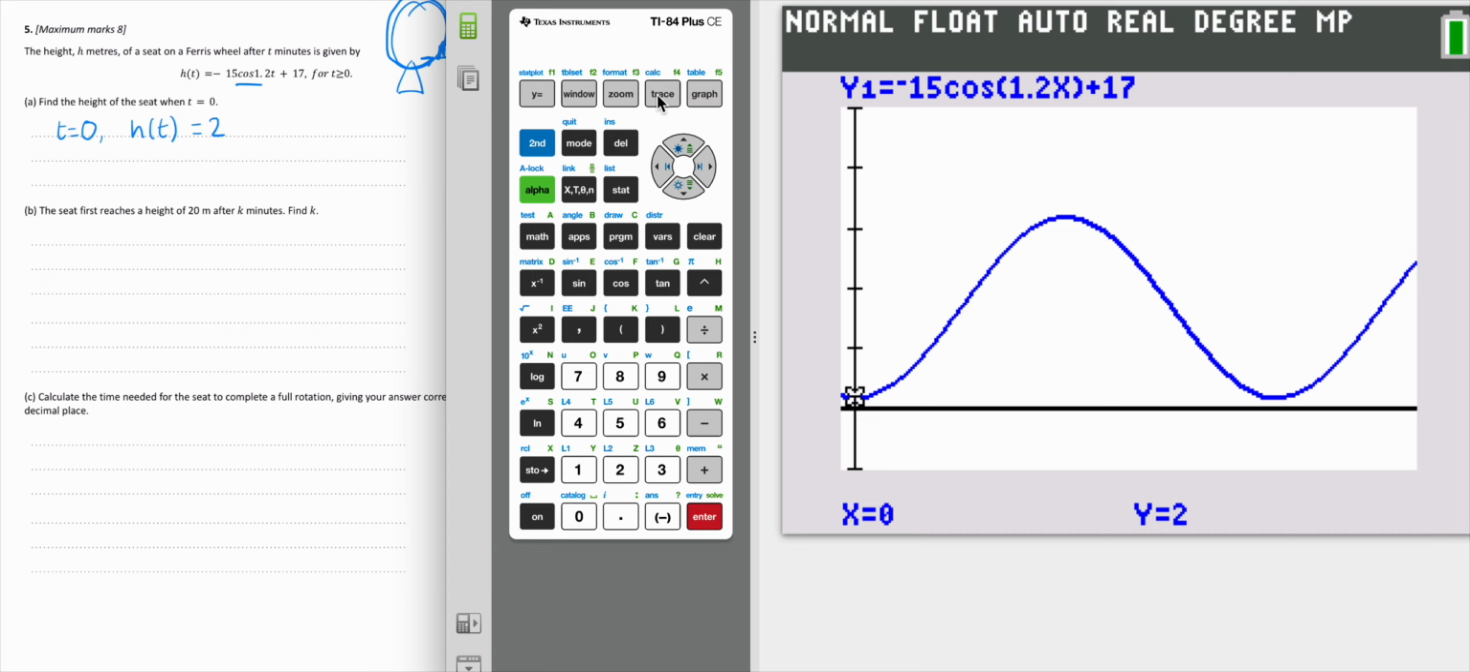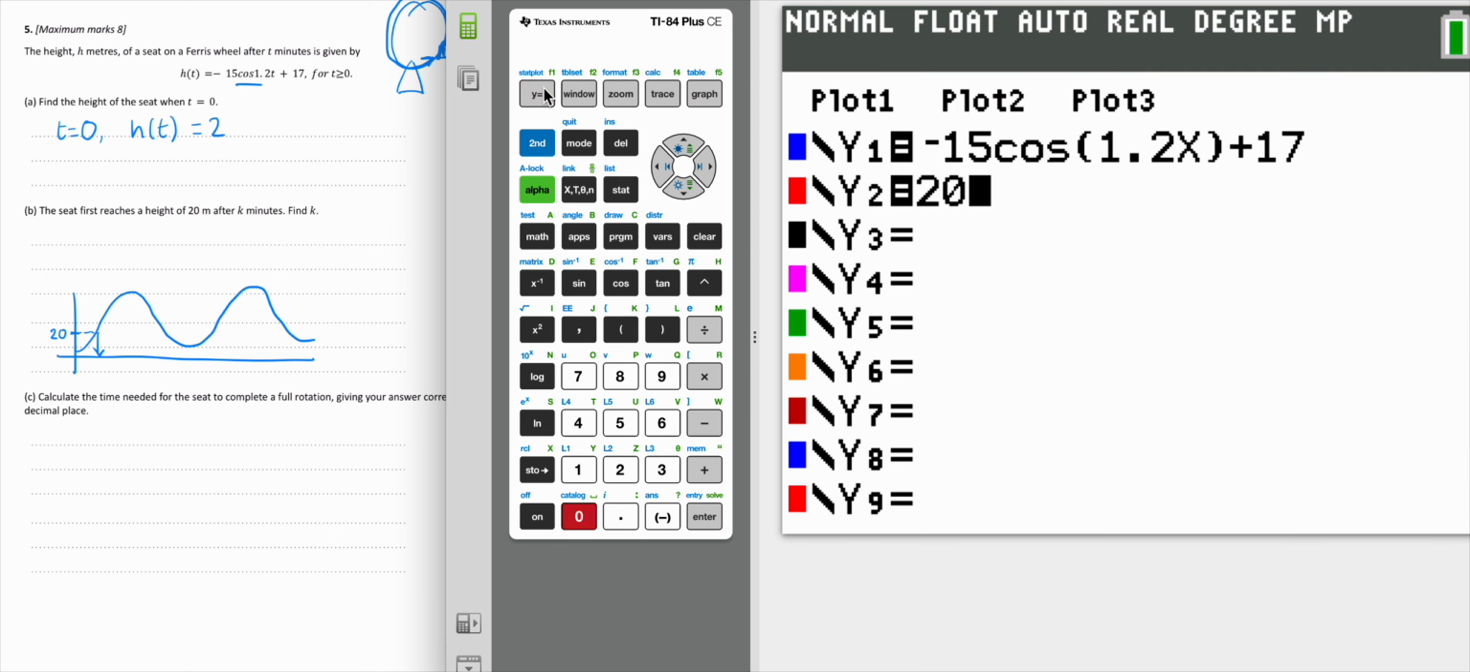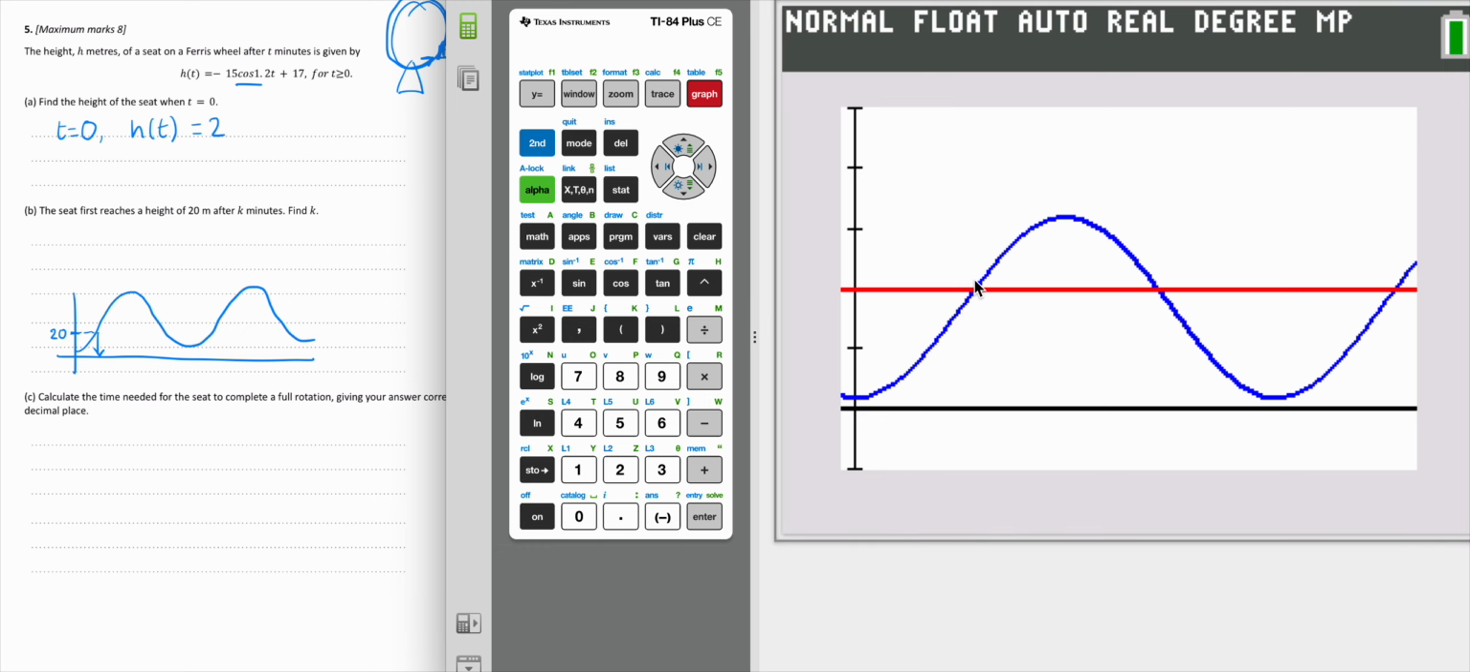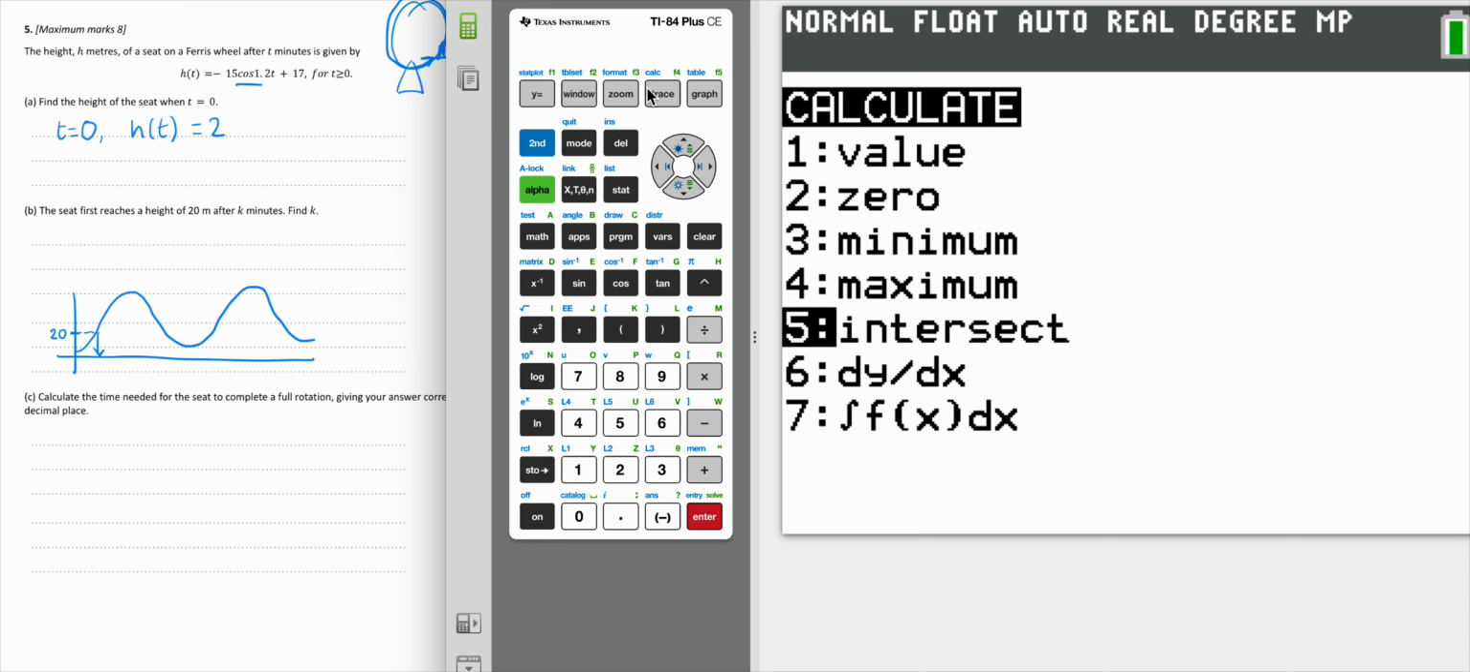And then the seat first reaches a height of 20 meters after k minutes. So if you think about your graph here, you've got your function, and it first reaches a height of 20 meters. So 20 meters is going to give us a time. So we're going to go back to y equals and plot the function of 20. And then we can solve that. So it's the first time it hits 20, which is here. So second function trace intersect.